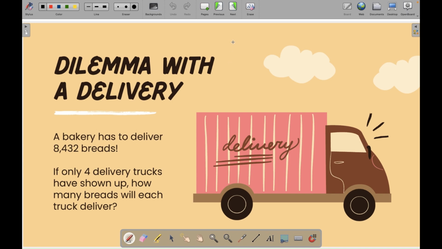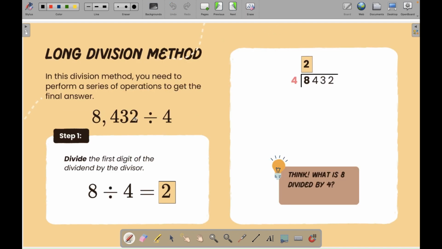So we'll simply divide 8,432 by 4 to get the number of breads delivered by each of the vehicles. Right? So this will be our dividend and this will be our divisor. So this is 8432 divided by 4. Now the first step is divide the first digit of the dividend by the divisor. So we are dividing the first digit because it is larger than 4.